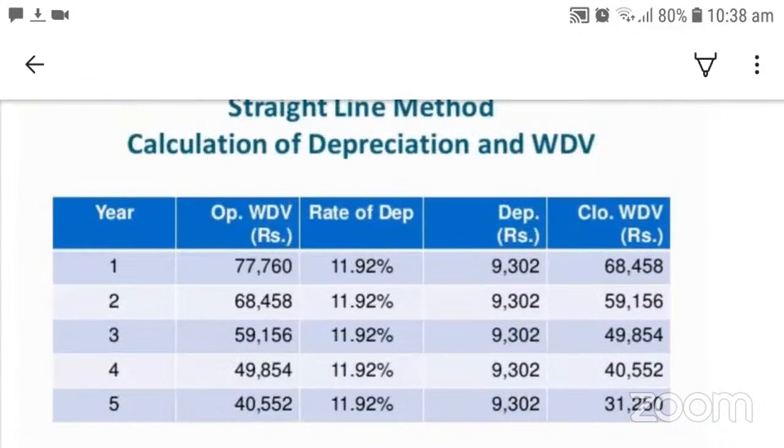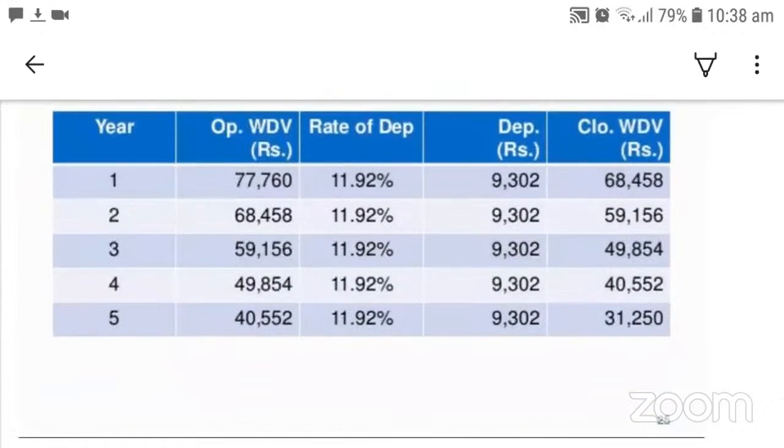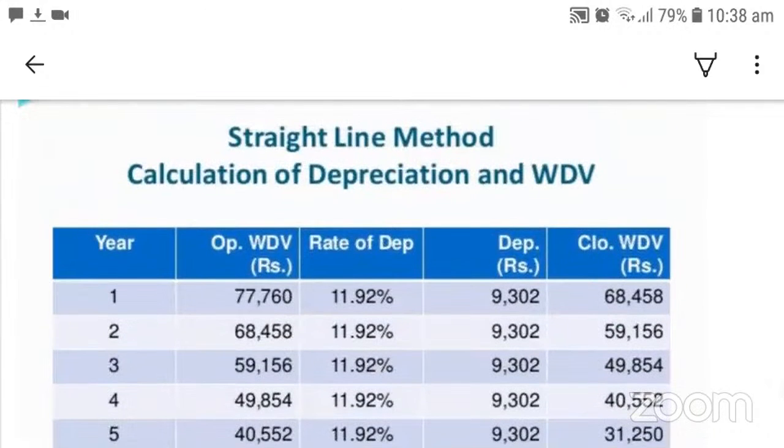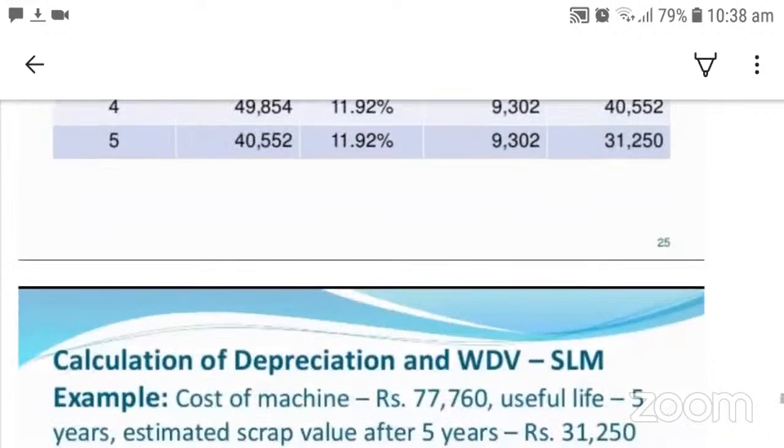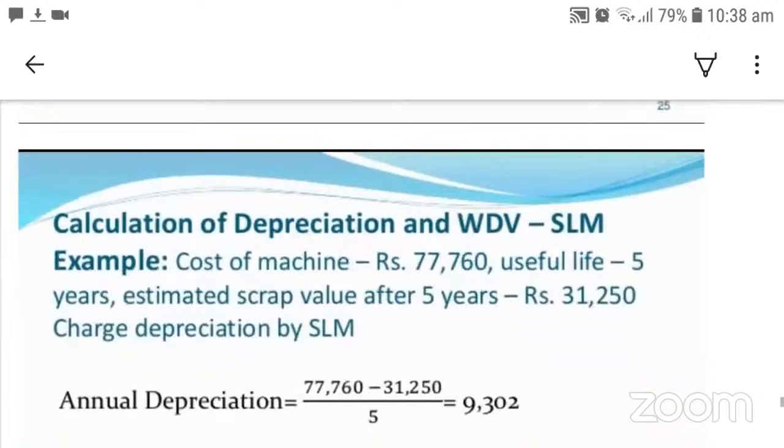Okay, the rate of depreciation will be equal. The written down value will change. Here we can observe in these figures that the written down value goes on changing, but the rate of depreciation is the same every year. Depreciation is also the same. In the straight line method, we can't provide depreciation on written down value. Only on the original cost we are providing the depreciation. This is one of the demerits of the straight line method.